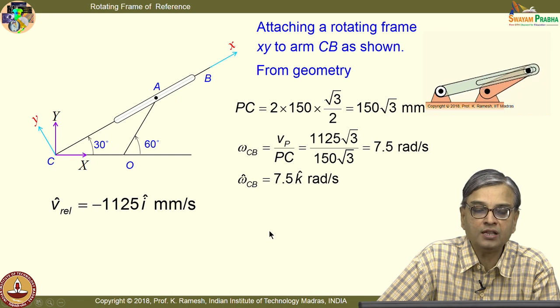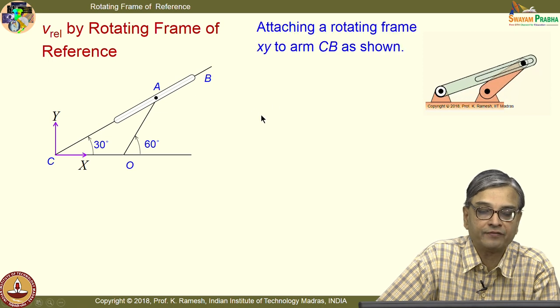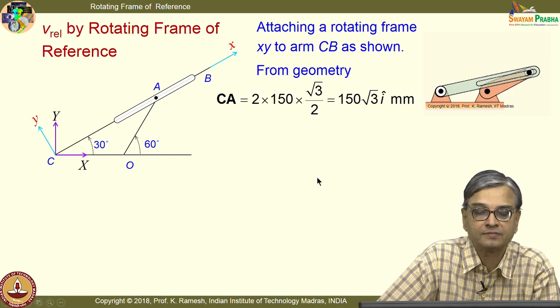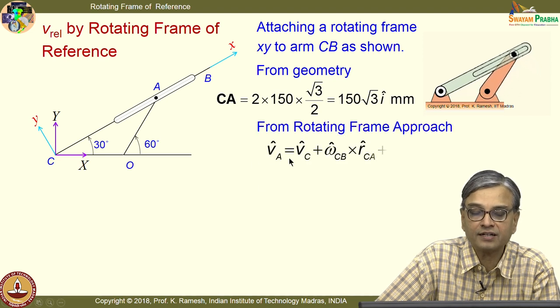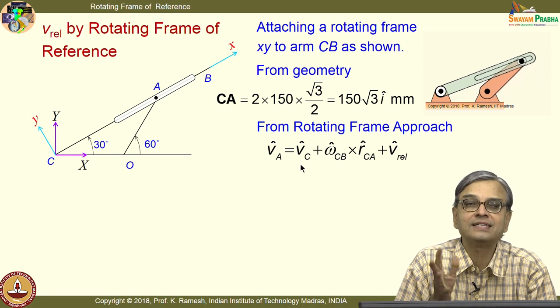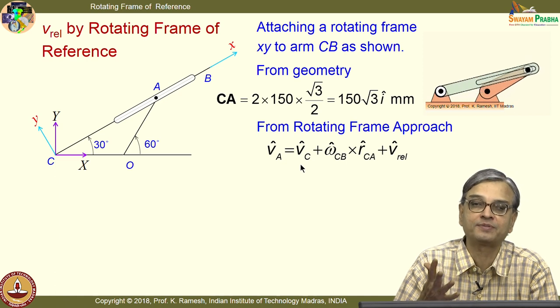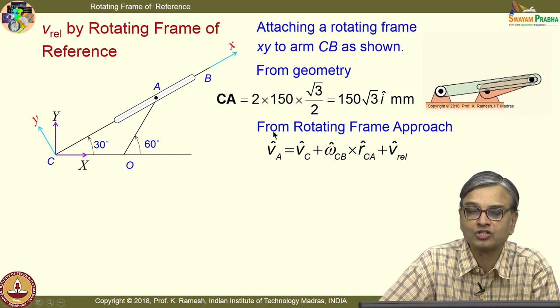Now, let us go and solve this from a rotating frame of reference. We have taken the rotating frame of reference like this. Then I write the expression. Before that, I have the vectorial expression for CA as 150 root 3 i millimeters. And you can write this expression comfortably. See, I consciously mix the symbols. The idea is you must get out of the symbols and physically look at the problem statement. I am looking at point A, so the velocity of A is my interest, the absolute velocity of A.